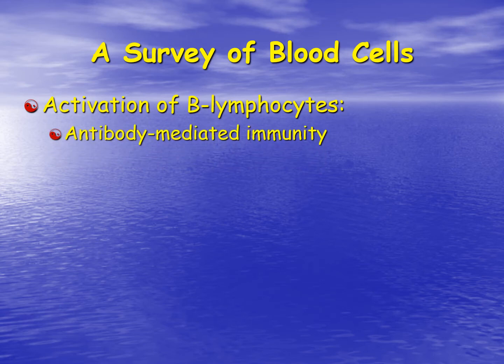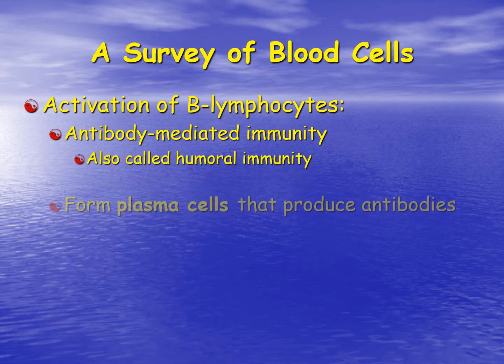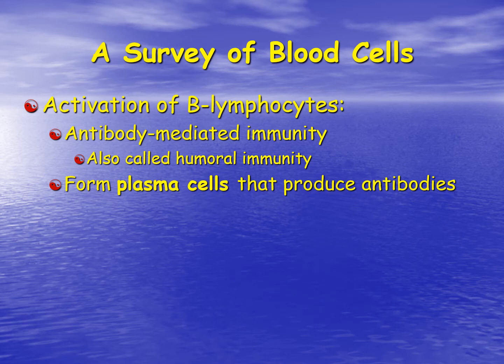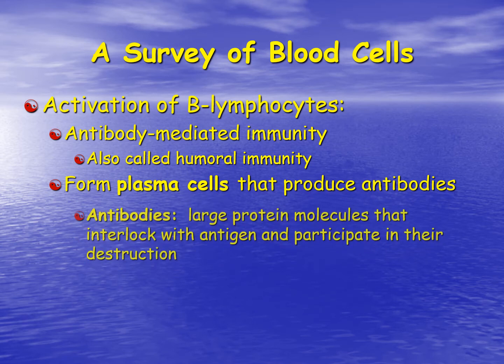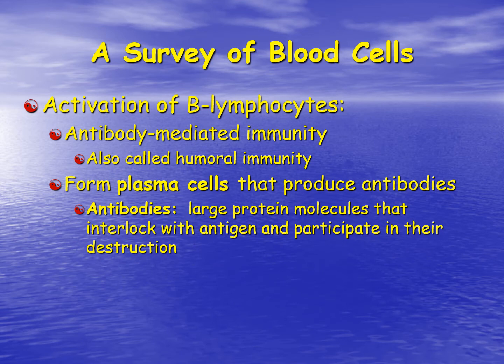Activation of the B lymphocytes, these are going to be in charge of what's known as humoral or antibody mediated immunity. They will form plasma cells that produce a large protein called an antibody. And these antibodies will interlock with the antigen and participate in their destruction. And again, we're going to talk about this in chapter 15.